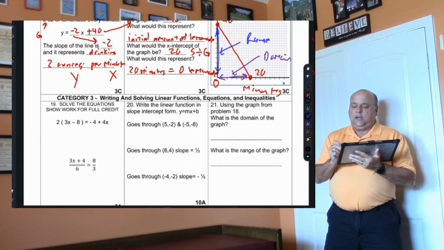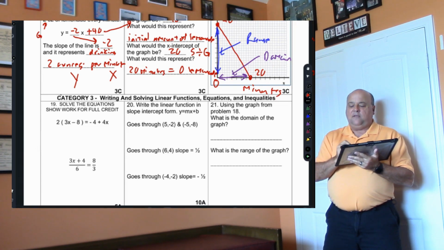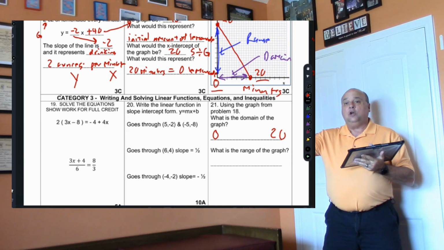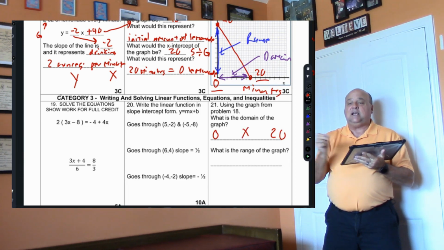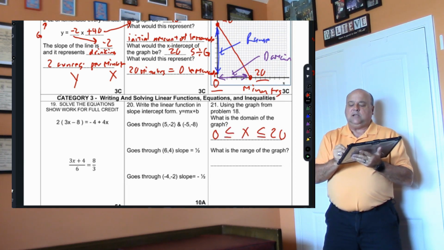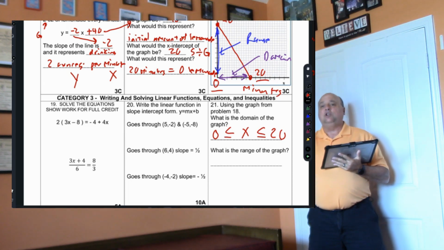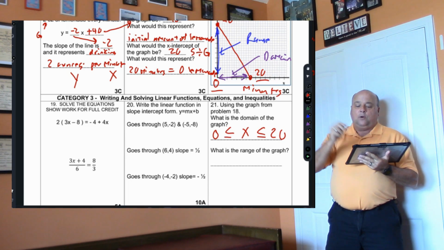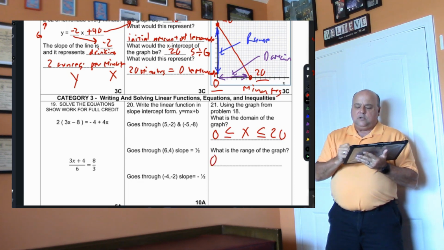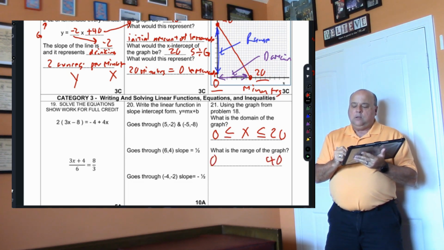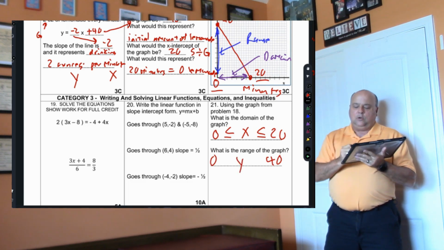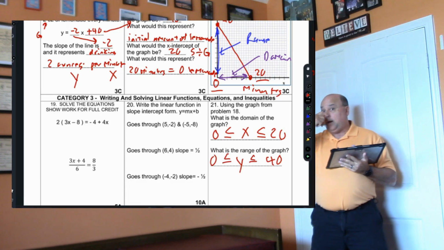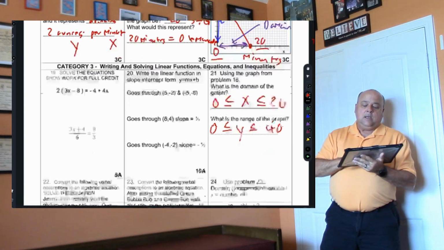So on 21, what is the domain of the function? The domain starts at 0 and goes to 20, doesn't it? The domain is on what axis? It's on the x-axis, and you always use less than or equal symbols. That means the domain is more than 0 but less than 20. That's what that means. The range goes from 0 to 40, so we put 0 to 40. It's not on the x-axis, it's on the y-axis. And you do less than or equals. So the range goes from 0 to 40.